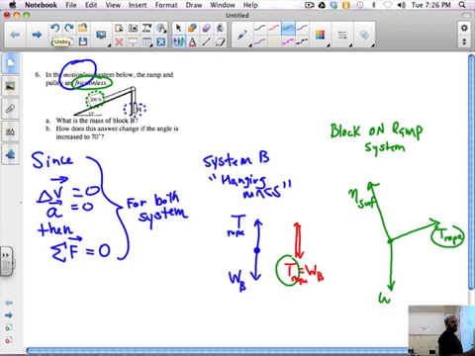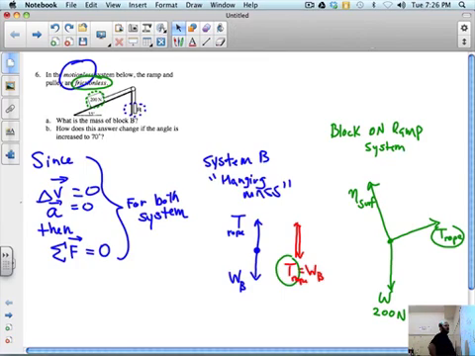And this weight going down, I know. So I'm just going to call this W. And I'm going to label it 200 newtons because I know that it's 200 newtons. Okay? And let's see here. I have some angles to deal with here.